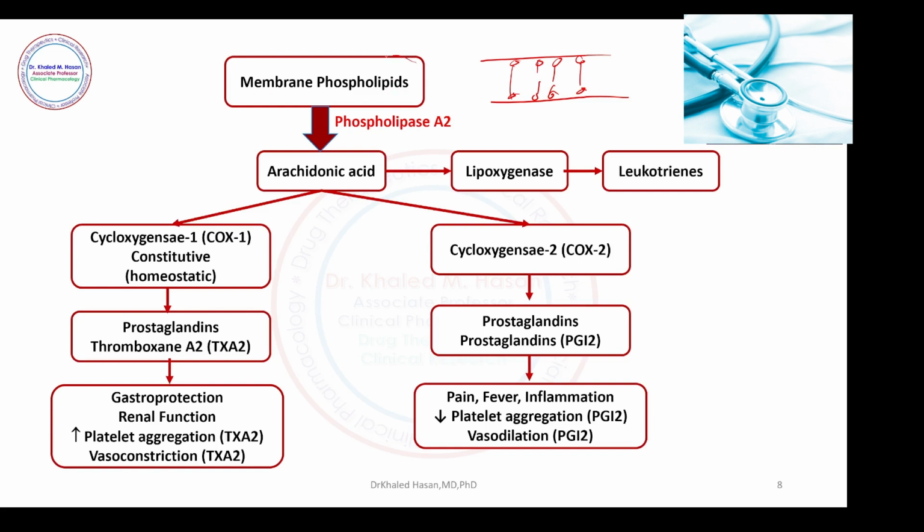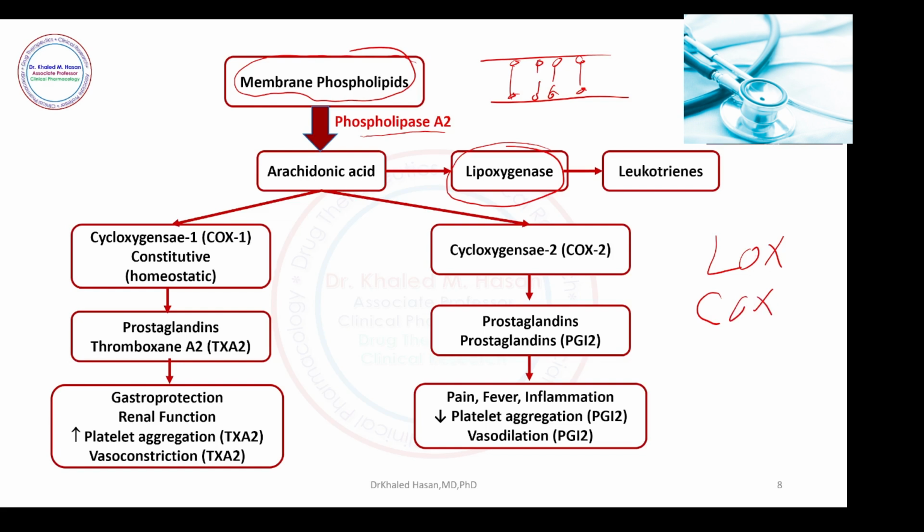And you can see the membrane phospholipid here, under the effect of an enzyme called phospholipase A2, is responsible for the synthesis of arachidonic acid. Arachidonic acid has two main pathways. The first main pathway is called lipooxygenase, and the second pathway is called cyclooxygenase.